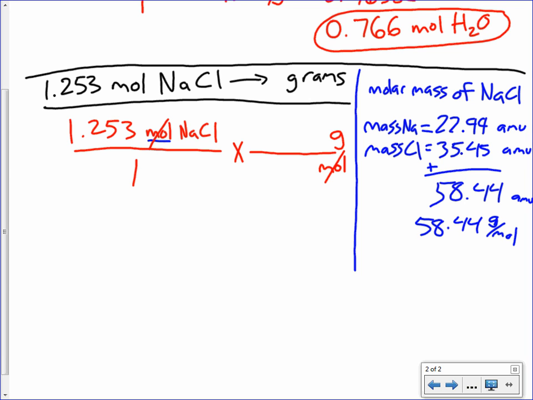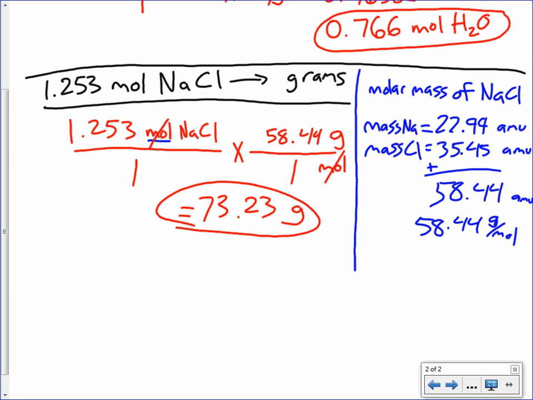Okay. Now, we put that in our equation that we were using earlier, our dimensional analysis. So since grams are on top, we're going to do 58.44 grams in 1 mole. Put that in your calculator and you get, we'll see. Hang on. 73.23 with the right number of sig figs, and that is grams.